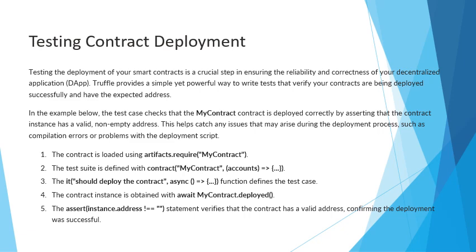We shall now test the deployment of the smart contracts. We run these tests to verify that our contracts are being deployed successfully and have the expected address. Let us look at an example. We will check whether MyContract has been deployed correctly by checking the contract instance has a valid non-empty address.